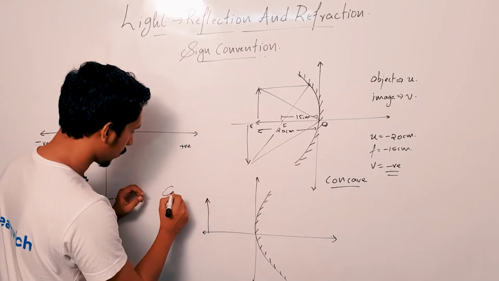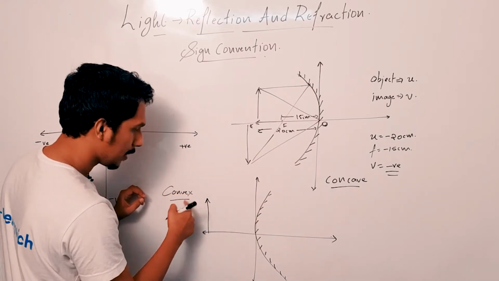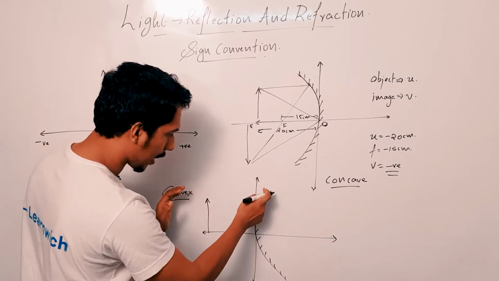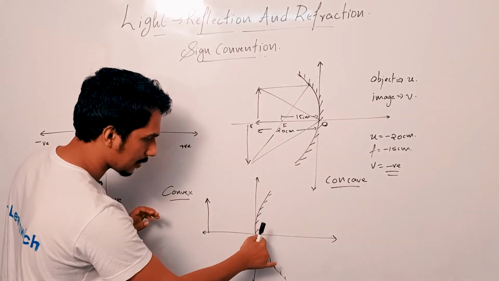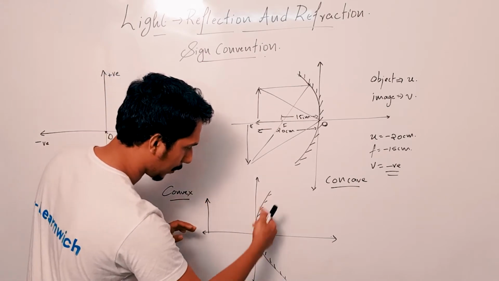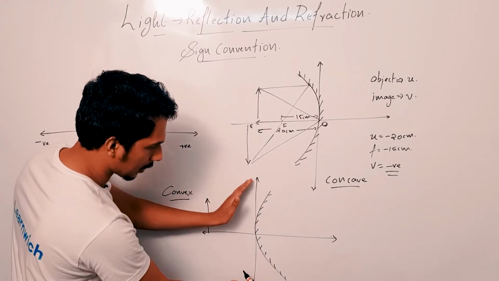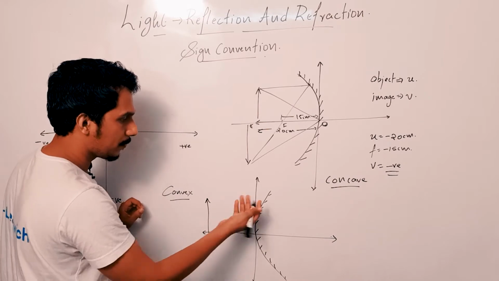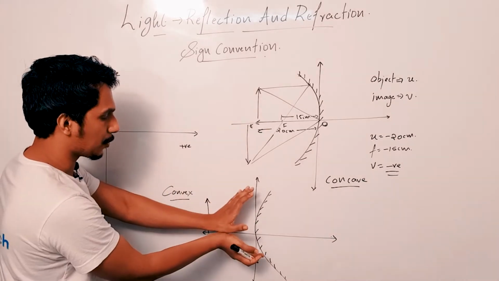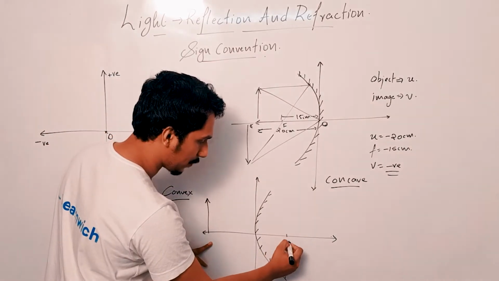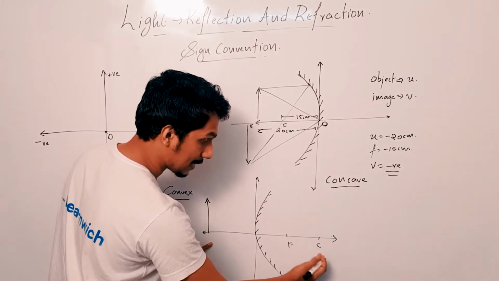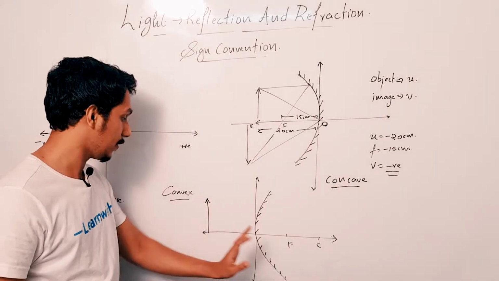Now let's look at this convex mirror. In case of a convex mirror, the outside part of the mirror is reflecting. See, the inside is hatched, which means this is a rough part, and the outside part is the reflecting part. Since the mirror is facing in the opposite direction, it is obvious that the focus is not here. The focus and center of curvature will be on the right side, so it will be mostly positive.